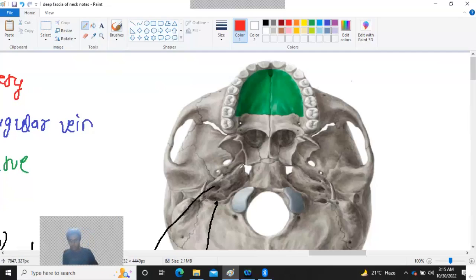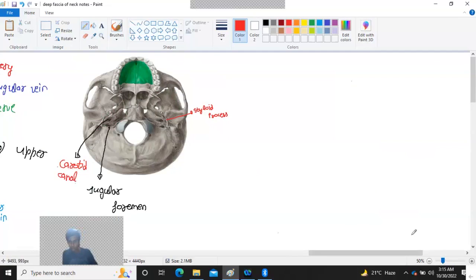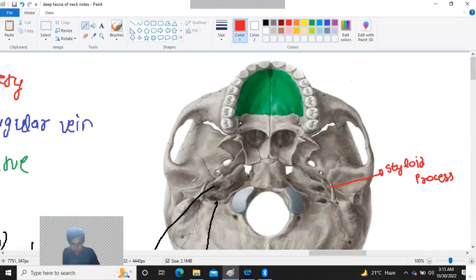This is the styloid process. We can name it. It is very pointed. This is the styloid process, very pointed. And the other thing is this is the mastoid process. We can name it. We don't write everything. This is the mastoid process, styloid process, jugular foramen, and this is the carotid canal. We write only these things. There are many things present here, just three things left.